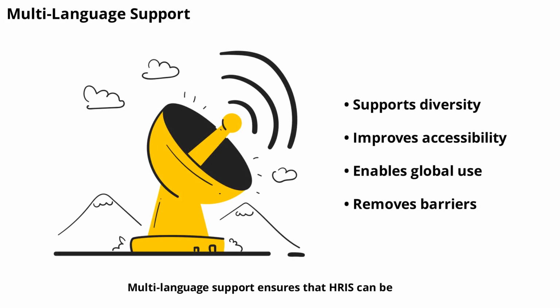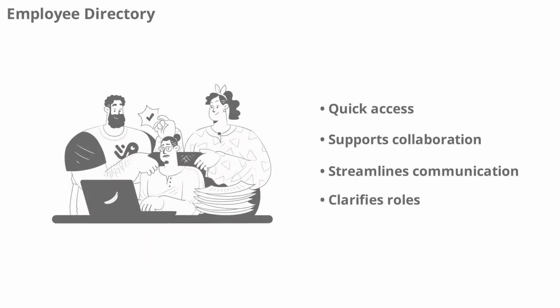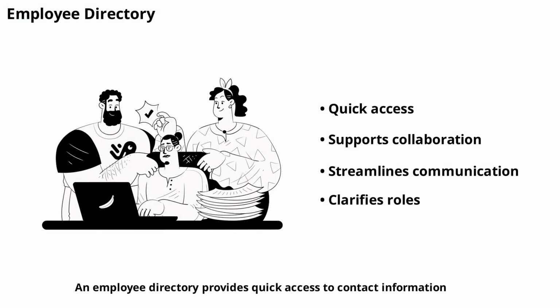Multi-language support ensures that HRIS can be used by a diverse workforce across different regions. This feature improves accessibility, supports global operations, and ensures that resource planning tools are effective for all employees, regardless of language barriers. An employee directory provides quick access to contact information, roles, and reporting lines.